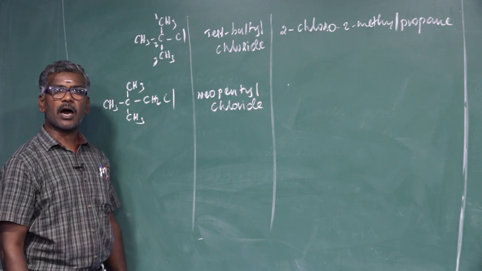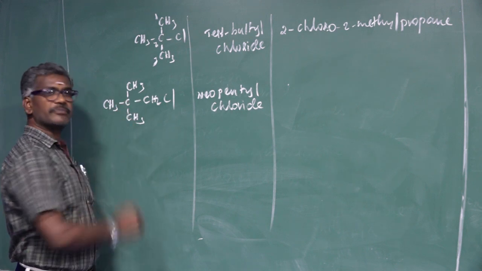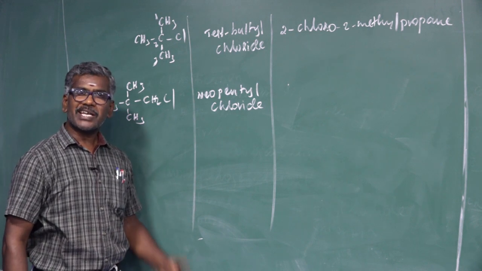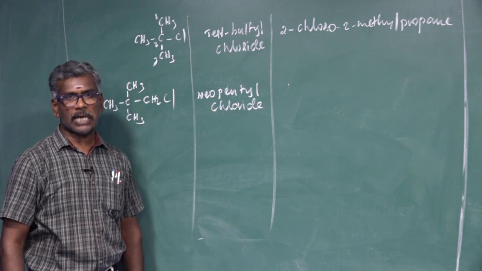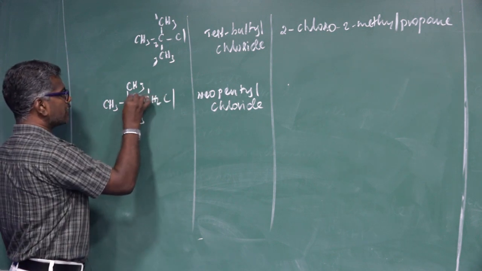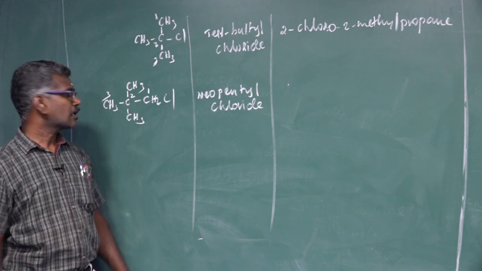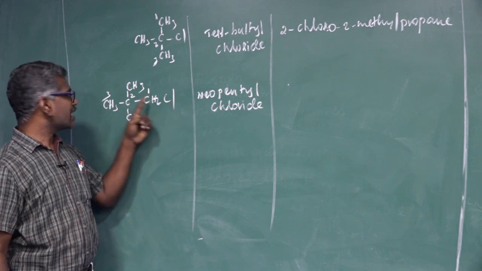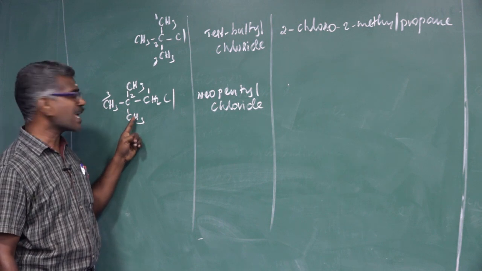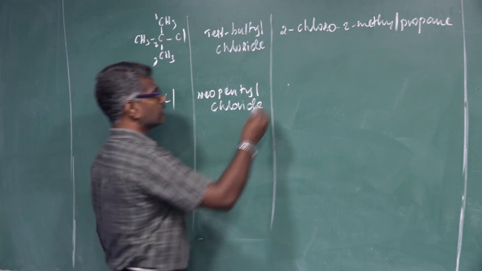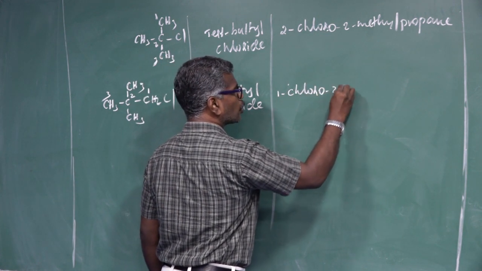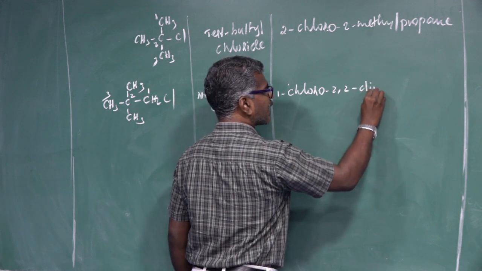IUPAC. Select the longest chain: 1, 2, 3. Vertical 3 carbon, horizontal also 3 carbon. Next, what is the value for halogen? The halogen is attached to the first carbon, so give the least number: 1, 2, 3. 1 chloro. In the second position there are 2 methyl groups. So how to say the number 2 times? 1 chloro, 2,2 dimethyl.